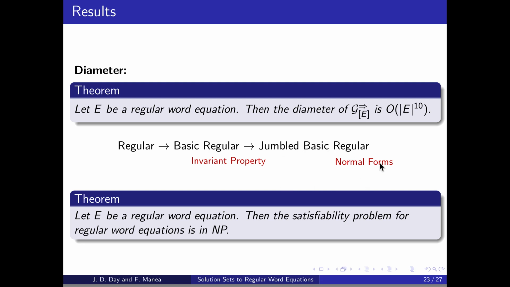And then once we know this fact, we can describe the structure for basic regular equations in quite precise detail in terms of the structure for jumbled basic regular equations. So once we understand the jumbled case, then we know about the basic case, and again, once we know about the basic case, we can describe the structure for regular word equations in general in quite precise terms, in terms of these more restricted basic regular equations.